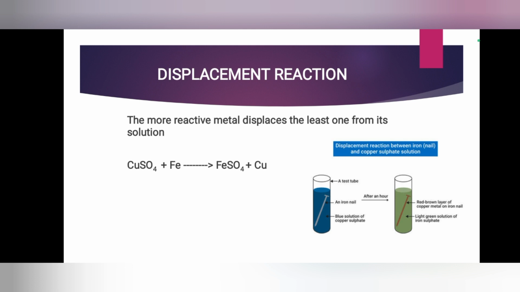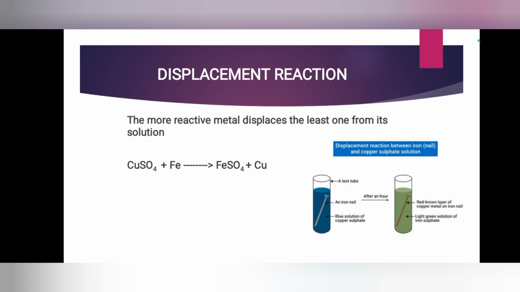So in this case, you can see iron is more reactive than copper. In chapter 3, metals and non-metals, you will learn the reactivity of metals. There you can see the reactivity series. Iron comes above copper, indicating iron is more reactive than copper. So iron reacts and displaces copper from its solution.